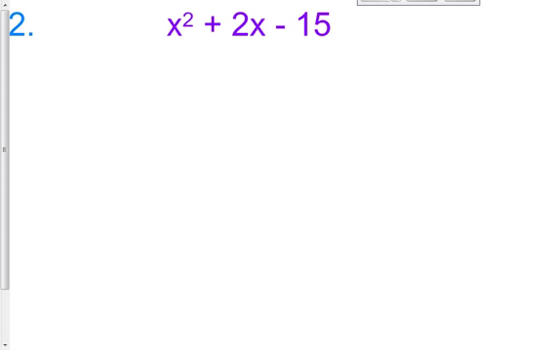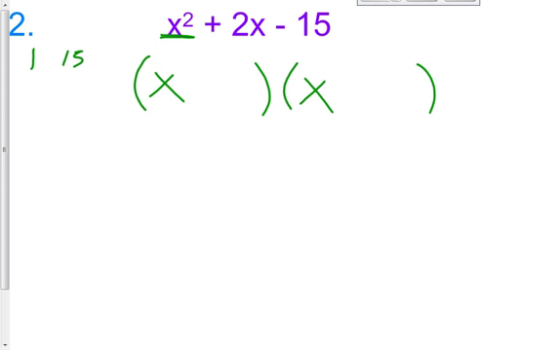Number 2, once again, I cannot take out a greatest common factor. So when that's the case, I think 3 terms, I'm going to factor by guessing and checking. So I'm going to form my 2 different parentheses. Once again, my first term is x squared, and my only possibility in the first term of my 2 binomials is x times x, because those are the only things that make x squared. And now I have a negative 15. So I have to think of factors of 15, such as 1 times 15 and 3 times 5, that are going to give me a 2 in the middle.